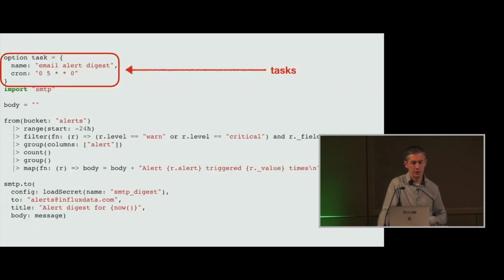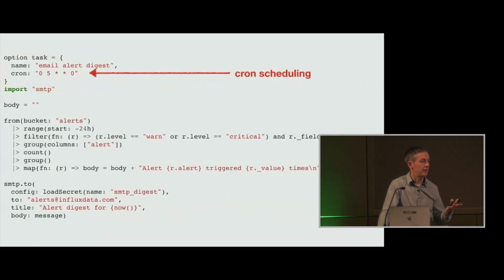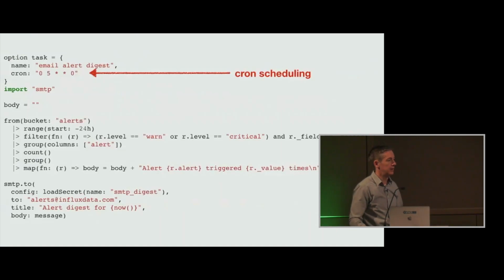So here we can see we have the task itself. It has a name, it has a cron. So that's one thing, you can use cron style scheduling to determine when a task will run. But you can also use something more simple, just using every as an option and specifying a duration, like run once a minute or run once an hour or whatever.